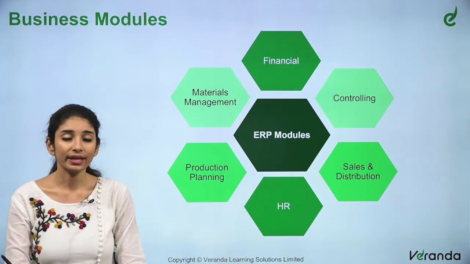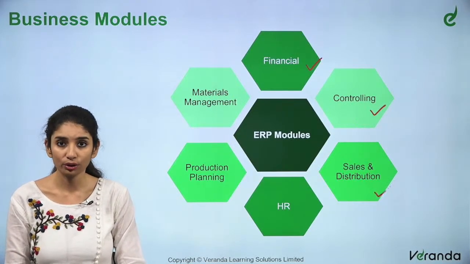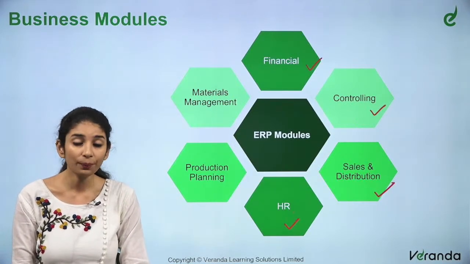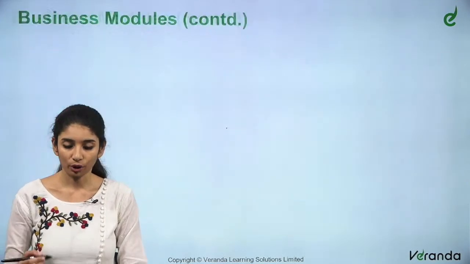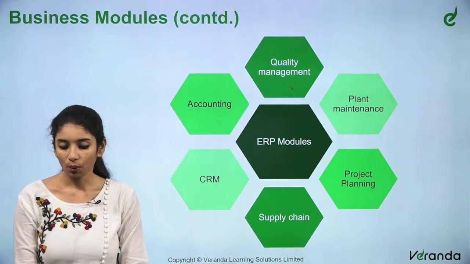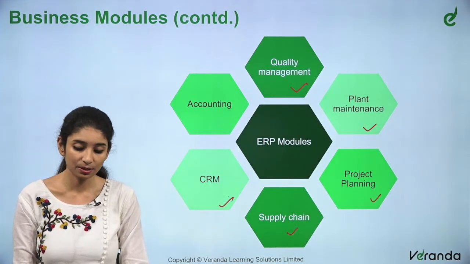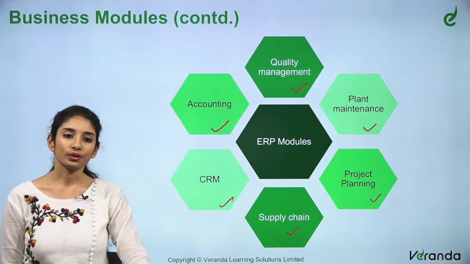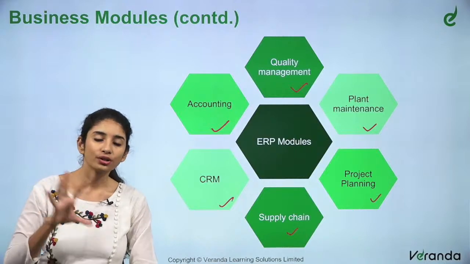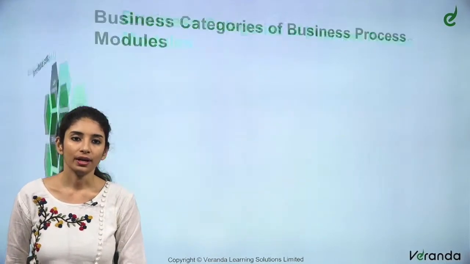So, ERP modules, so many ERP modules: financial module, controlling module, sales and distribution module, human resource module, production planning module, and materials management module. Apart from that, we have quality management, plant maintenance, project planning, supply chain, CRM, customer relationship module, and your accounting module. Okay, so you have so many modules in an ERP software.